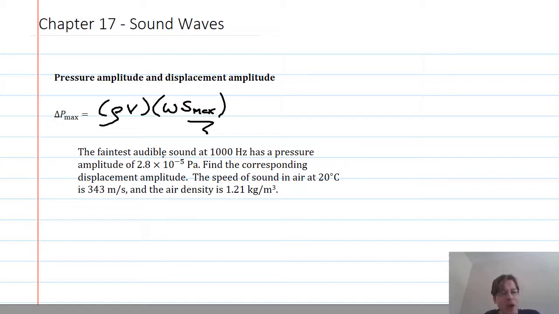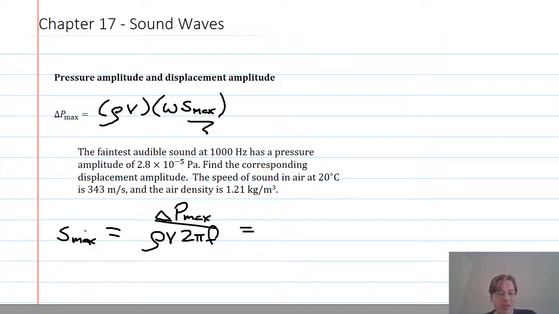For example, the faintest sound, like a whisper quiet sound, has a pressure amplitude of only about 10 to the minus 5 pascals. That's about the pressure of some super thin foil spread out over a square meter. Our ears can pick that up. Find the corresponding displacement amplitude. So when that whisper quiet sound is going through the air, how far is the air actually vibrating? So now we're solving for S max in this case. S max is the pressure amplitude, delta P max, divided by air density times the speed of sound times omega, which is 2 pi f.